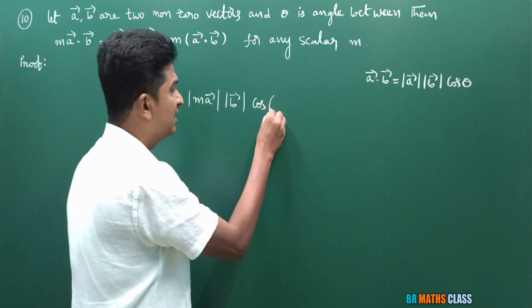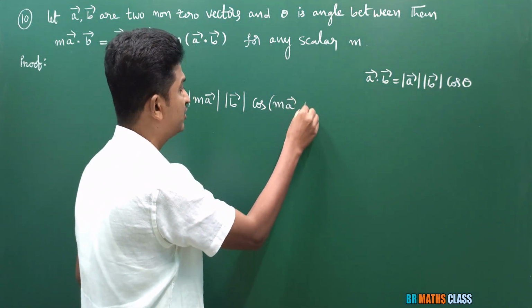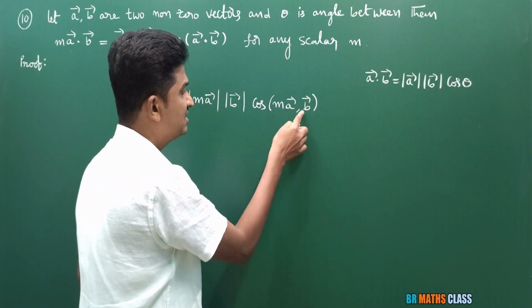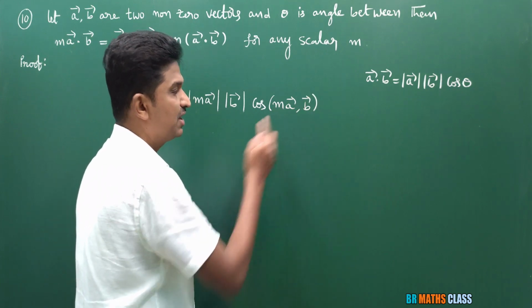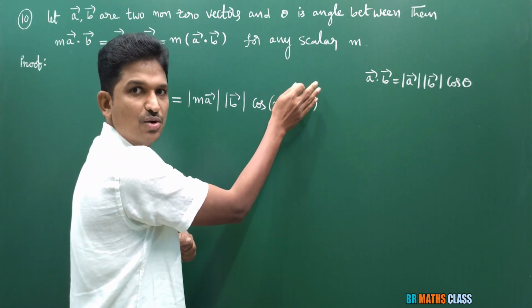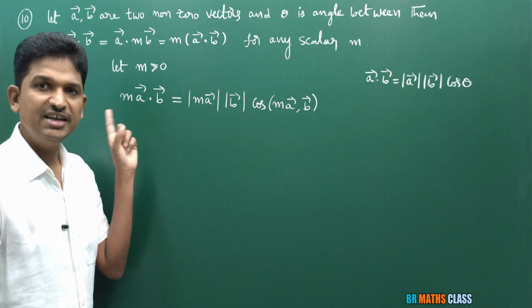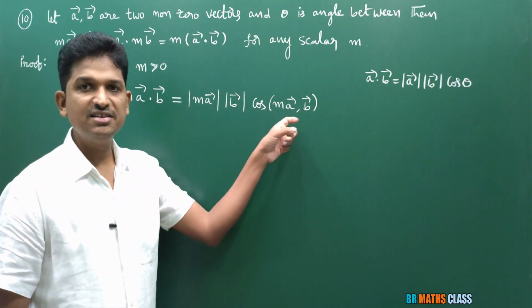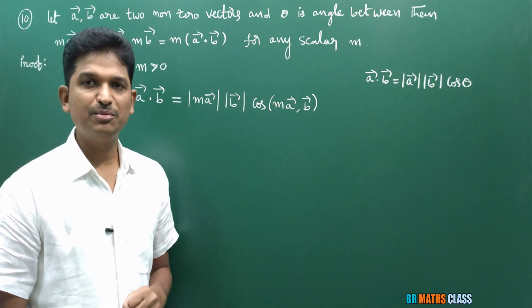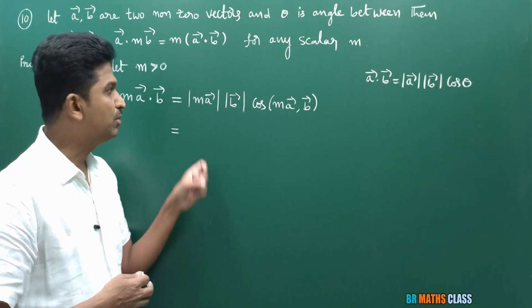I will write the same thing. You know the notation for angle between the vectors. This is the notation for angle between the vectors. This notation is the angle between M A bar, B bar. Cos of this is some theta. I have written the angle notation. What is this? Angle between M A bar, B bar. As I am calculating M A bar dot B bar, theta is the angle between the vectors M A bar, B bar.